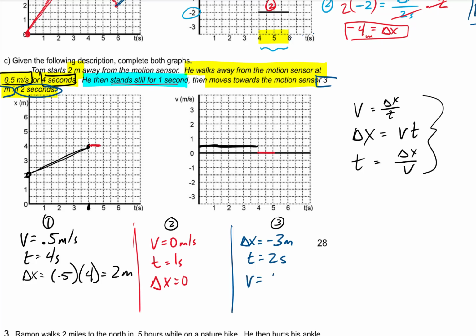So now I want the velocity, that's delta x over time, so negative 3 over 2, that velocity is negative 1.5 meters per second. So I can graph this last chunk. It says in 2 seconds, I go negative 3 meters. So that means at 7 seconds, I end up 3 meters behind 4. So I go from 4 meters down to 1 meter because that's moving towards it 3 meters. And then my speed is negative 1.5 meters per second for the last 2 seconds. So 1, 2. There are my graphs based on that little narration.